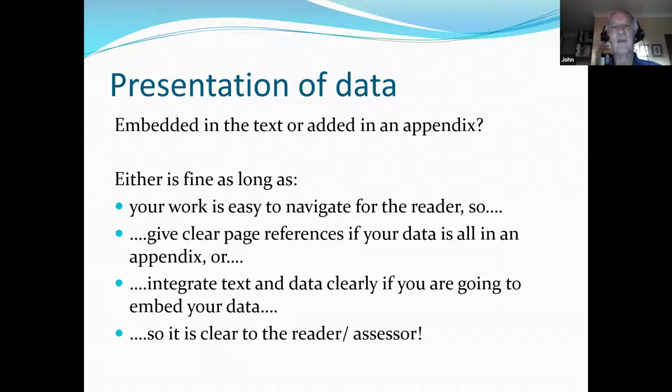Some people prefer to put all their data in an appendix. That's their tables, their maps, their graphs, their diagrams. It all goes in a table at the end, in an appendix at the end. Either of those is fine, but do make sure your work's easy to navigate for the reader. So if it's all in an appendix at the back, make sure that you put page numbers so that when the reader needs to go to that graph or that map, they go to the right page, and the pages are clearly labeled.